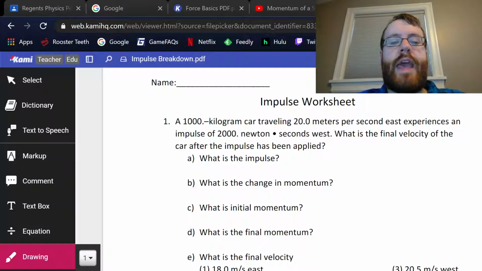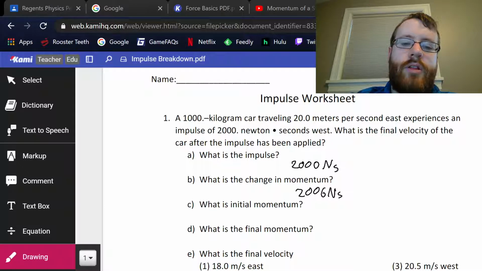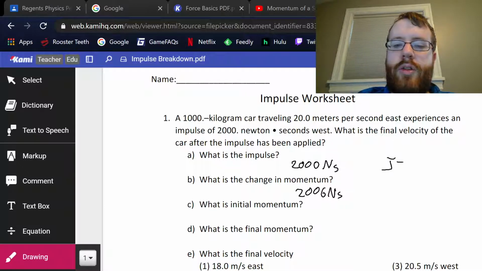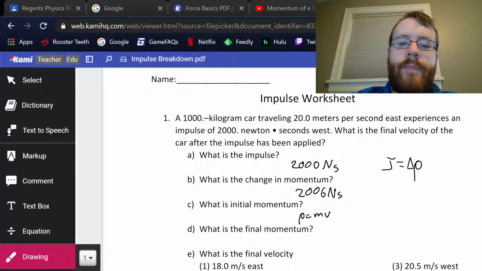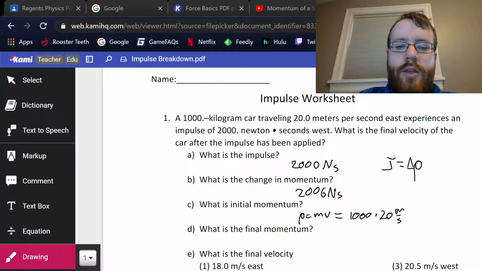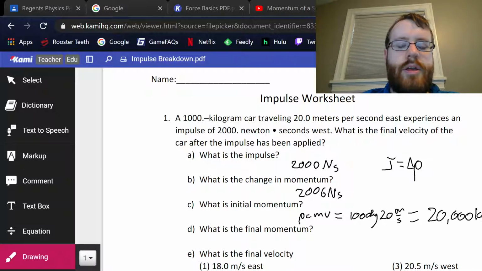But to start off with, we have A, which is giving us our 2,000, because that's our impulse, is 2,000 newton seconds, which means our change in momentum is also 2,000 newton seconds because impulse is equal to our change in momentum. Now, the initial momentum: P is equal to mv, which is equal to 1,000 times our 20 meters per second, which is 20,000 kilograms meters per second. What is the final momentum?